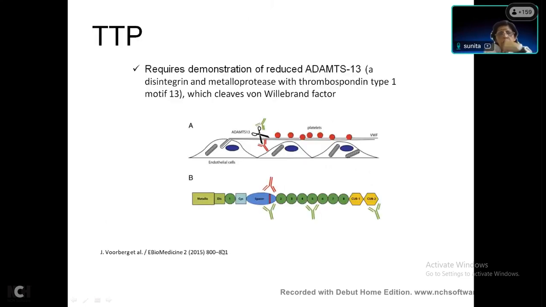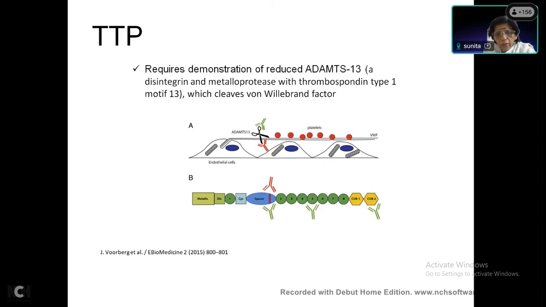Now, a word about TTP or thrombotic thrombocytopenic purpura. That's the third differential. Before going into that, just see this diagram. This shows von Willebrand factor. Normally, it is secreted from the endothelial cells in a very large chain known as ultra-large multimers of von Willebrand factor, over which the platelets are adhered. Now, there is an enzyme, ADAMTS13, the scissor. This cleaves the von Willebrand factor, leading to smaller chains of von Willebrand factor.